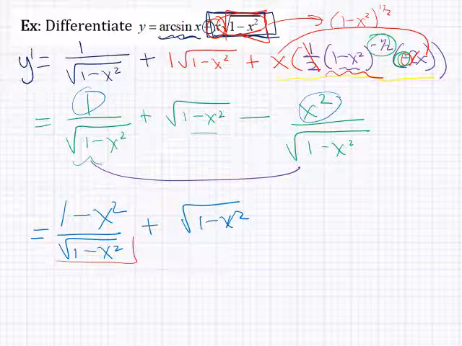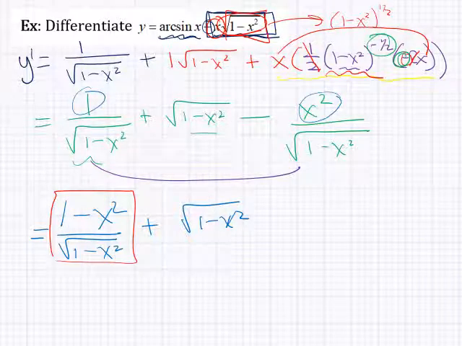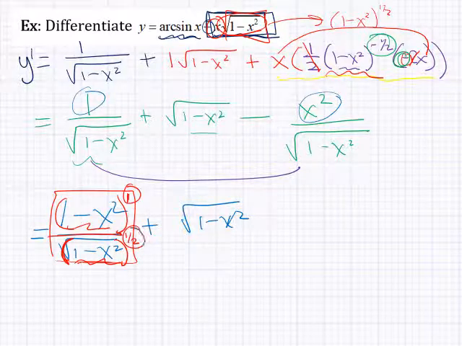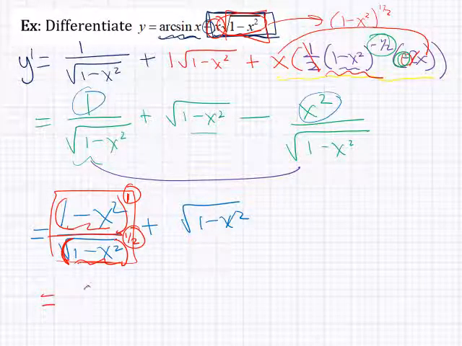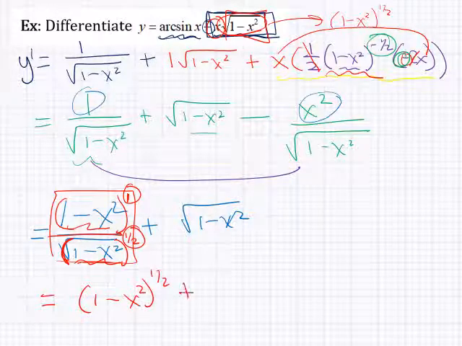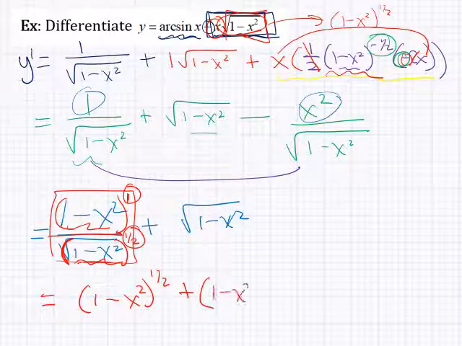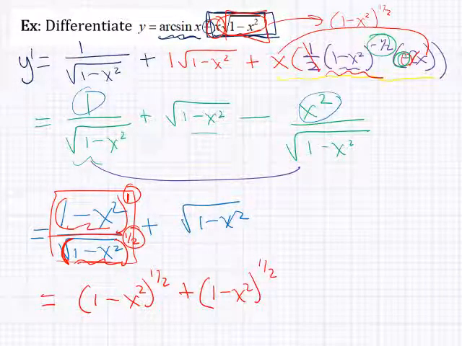Now I can simplify this fraction. There's a couple ways I can do this, but I'm going to do it this way. 1 minus x squared is raised to the first power. Here, 1 minus x squared is really raised to the 1/2 power because of that square root. Well, notice this base and this base are the same. Since they're divided, I should subtract their exponents, which would give me 1 minus x squared to the 1/2. Plus, I still have this other one, which if you want, we could write as 1 minus x squared to the 1/2, or I could leave it as the square root.